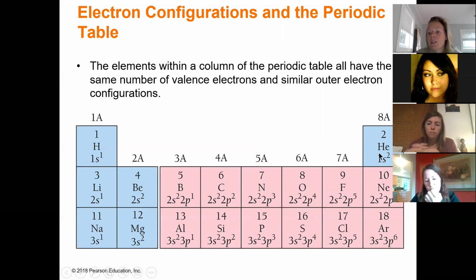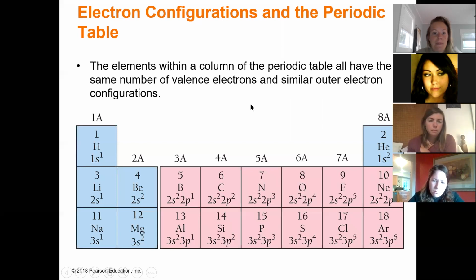Now, is there a P shell for the quantum number 1? No, there is no 1P. There's only a 1S. The P doesn't start until we get to the 2. So that's why helium can be stable with just 2 electrons. But all the rest of them have the 8, the 2 in the S and the 6 in the P.